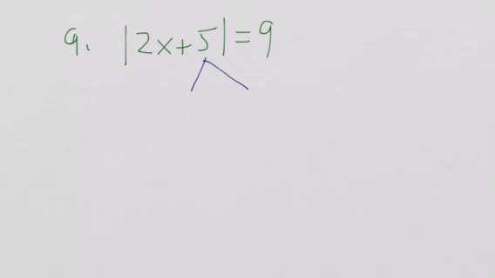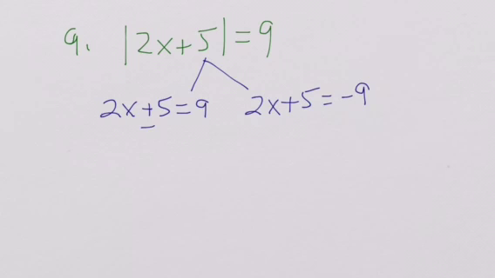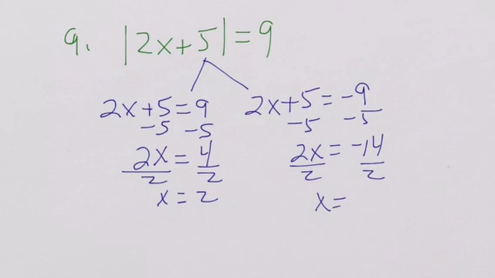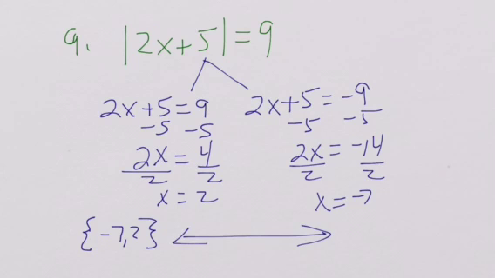So we're going to break this one apart again, so it's going to be 2x plus 5 is equal to 9. 2x plus 5 is equal to negative 9. Zero pair out the 5. 2x is equal to 4. Divide by 2, divide by 2. X is equal to 2. Zero pair out the 5. 2x is equal to negative 14. Divide by 2, divide by 2. X is equal to negative 7. So our solution sets are going to be written negative 7, 2. And if we graph it, 0, we're going to have a 2 and negative 7.